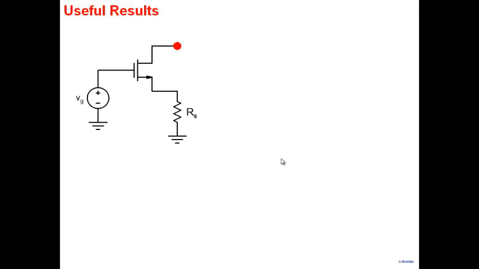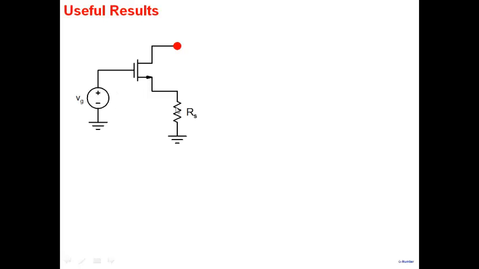Now, as I said, I'll do the analysis later on. Before you come to the next class, try this out. I'll show you two very useful results for the MOS amplifier. One of them is the following. I have a MOS transistor. These are, by the way, all small signal circuits. I'm not showing the DC biasing circuit at all. There's a voltage VG attached.